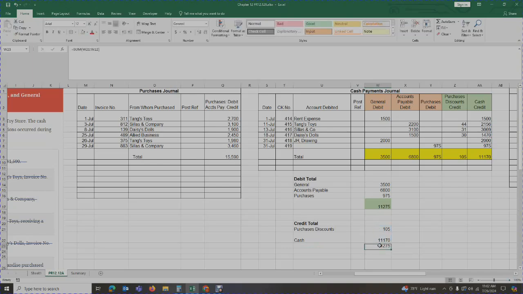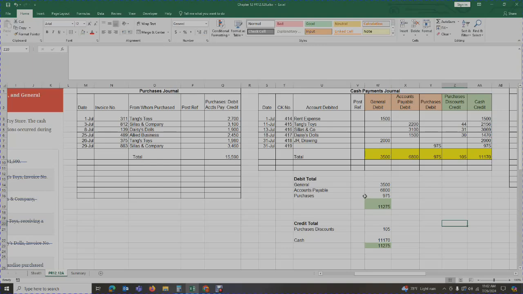That gives me $11,275. So you see my debits equal my credits, so we are in balance. So that would just facilitate the data entry of these transactions, because we know we're going to debit rent expense, we're going to credit cash. We're going to debit accounts payable for Tank's Toys, we're going to credit cash. We're going to debit CS Company accounts payable for $3,100, we're going to credit cash.